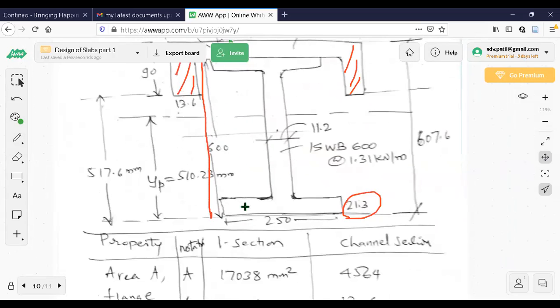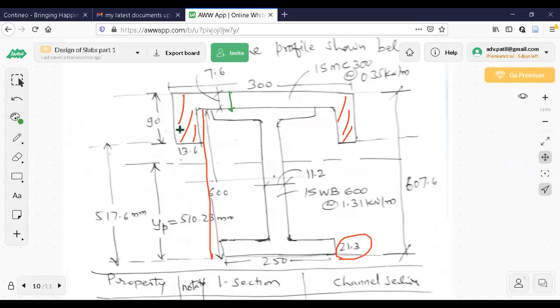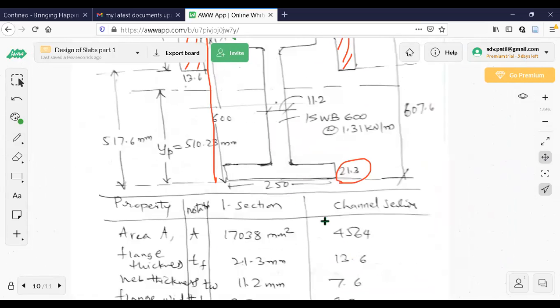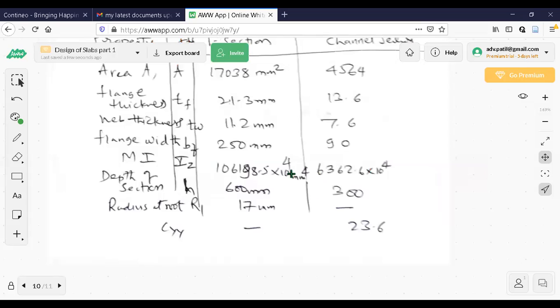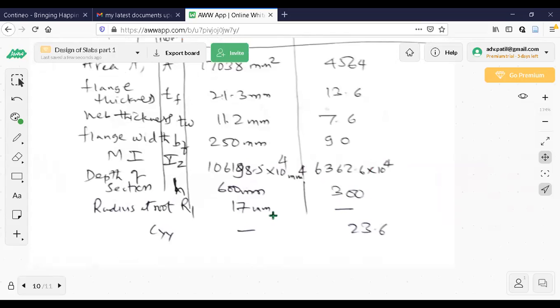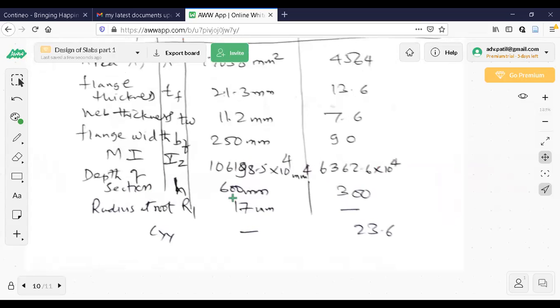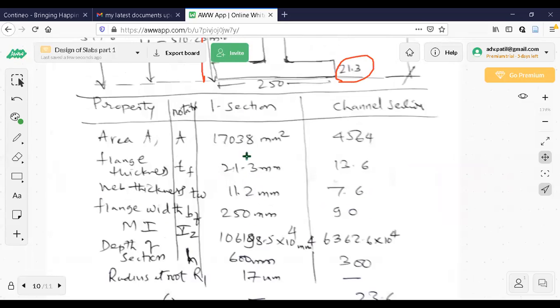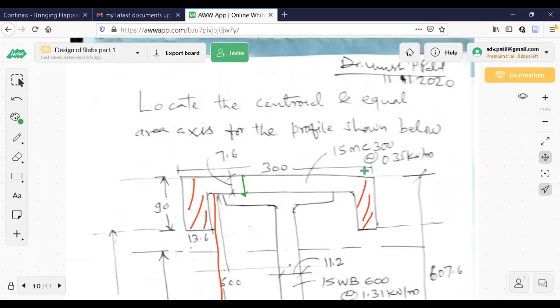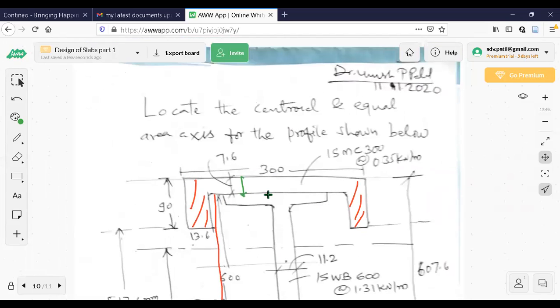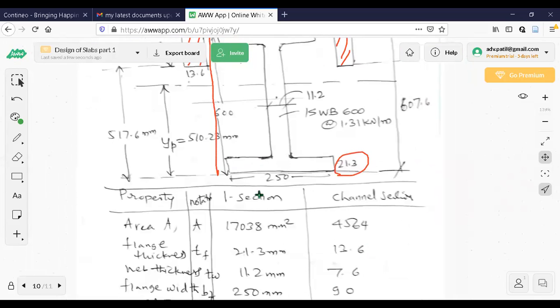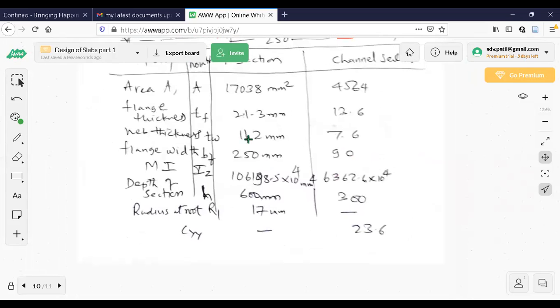This is 7.6. So the profile they have given, the profile is fixed like this only, it is kept. You have to just note down the properties. Then you can see the moment of inertia 6362.6 into 10 raised to 4. Depth of the section is 600. Depth of the channel is 300. Where is that one? This one. Here it is a horizontal distance. This is the depth. So 300 it is. So like this you have to note down all these values.